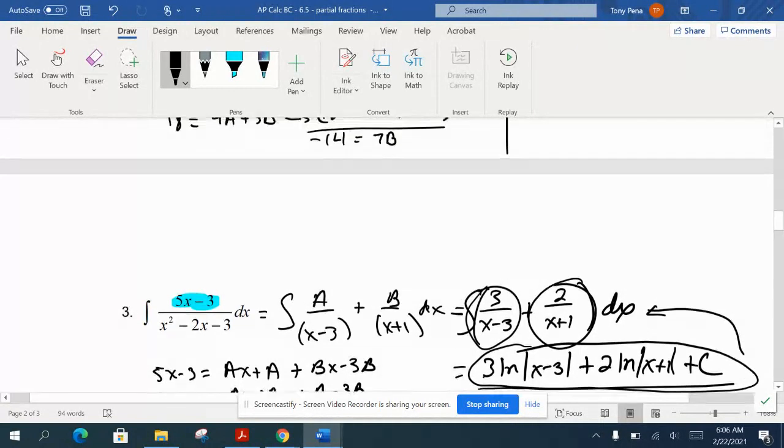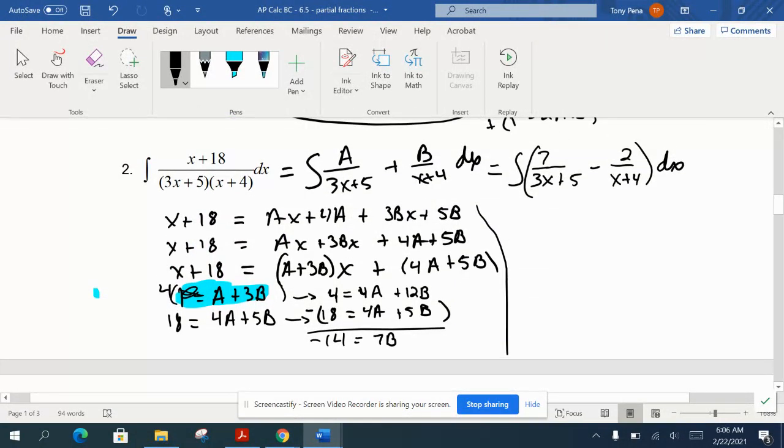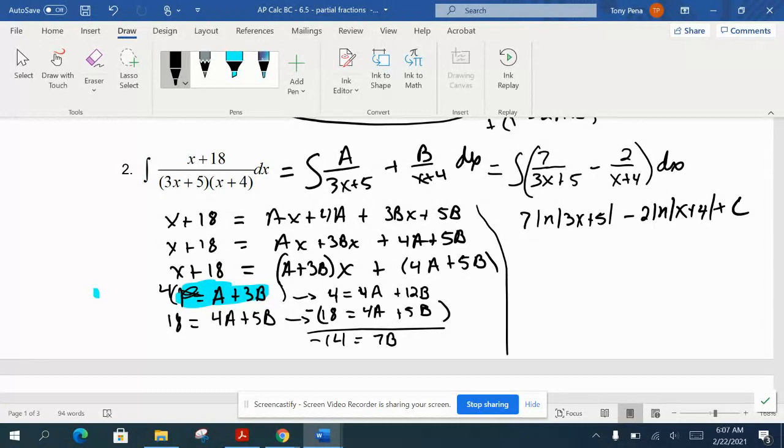Well, if we go now to this problem, if I do this antiderivative, like I'm going to guess most of us would do, you're going to do 7 natural log of 3x plus 5 minus 2 natural log of x plus 4. You're going to be feeling good about yourselves, and you're going to think that that is our answer. But this is why we want to be careful.